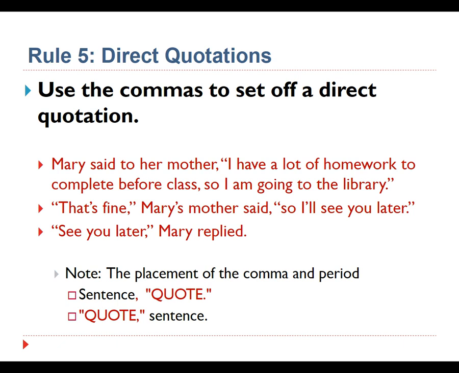Rule 5 is using commas with direct quotations. We use commas with signal phrases for direct quotations. Let's discuss the examples. Mary said to her mother, quote, "I have lots of homework to complete before class, so I'm going to the library." If the signal phrase begins the sentence, the comma is used before the direct quote, outside of the quotation marks.